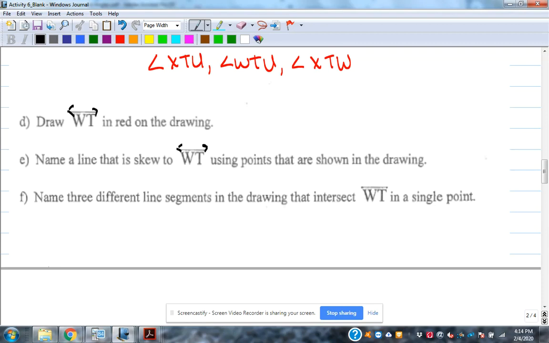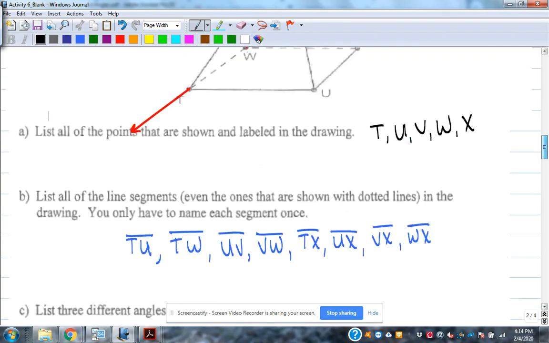Not parallel. What's it mean to be parallel? Lines are parallel that go the same direction and never touch. Intersecting lines don't go the same direction and they run into each other. Skew lines are those special lines that don't go the same direction. They're not parallel, but they never intersect. So what that implies is they're not on the same plane.